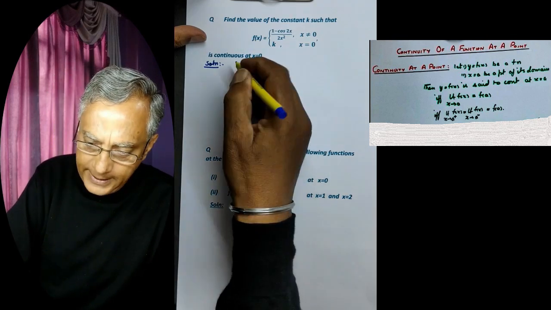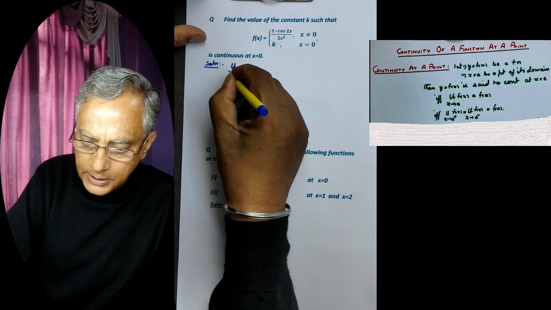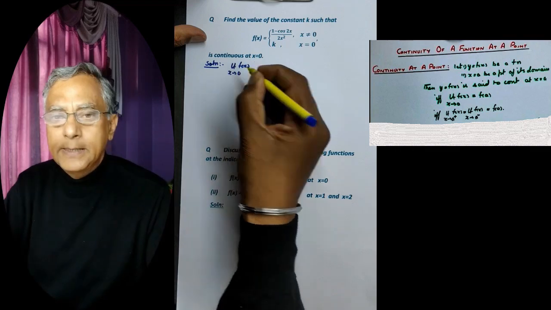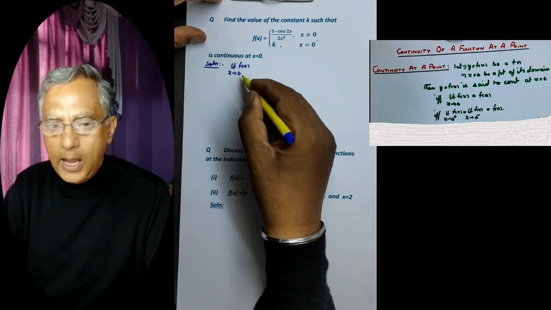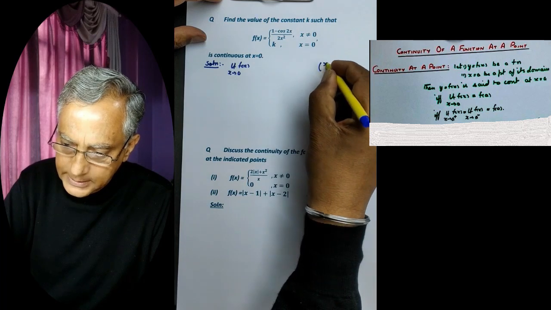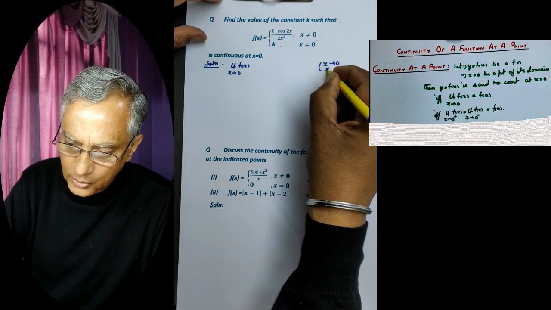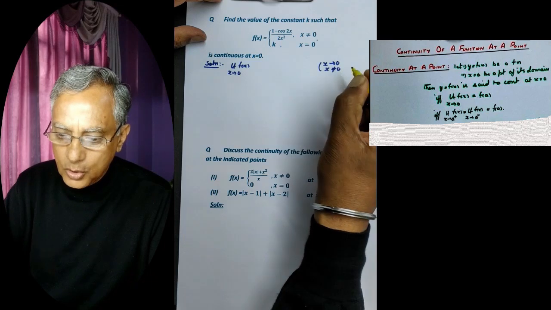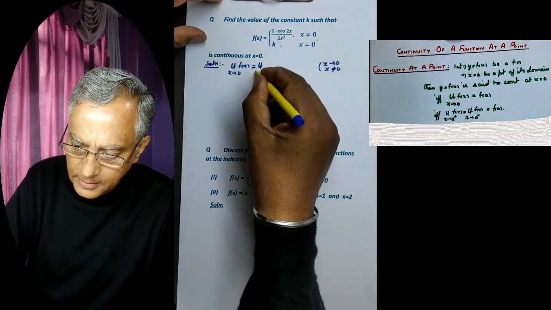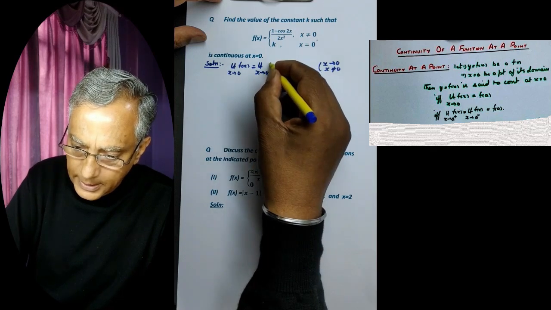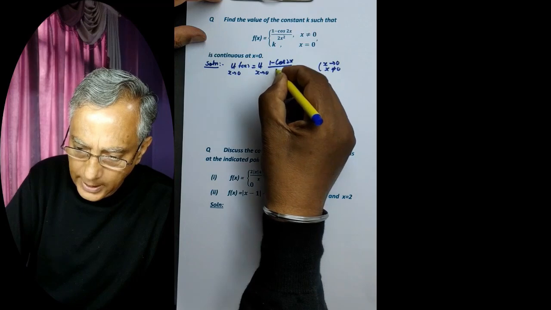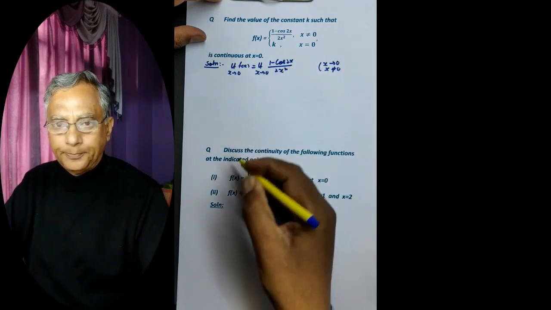So first we find limit x approaches 0, f(x). Now x approaches 0 means x is not equal to 0. So definition of the function is limit x approaches 0, (1 minus cos 2x) over 2x square.